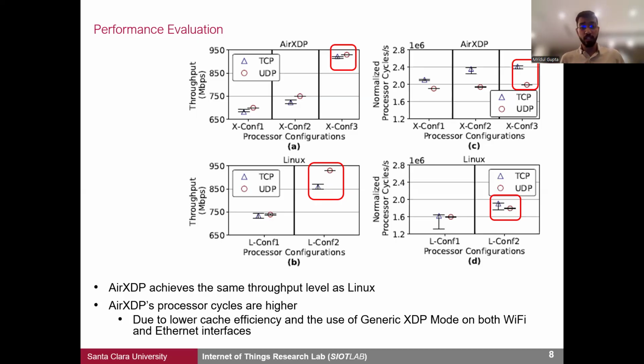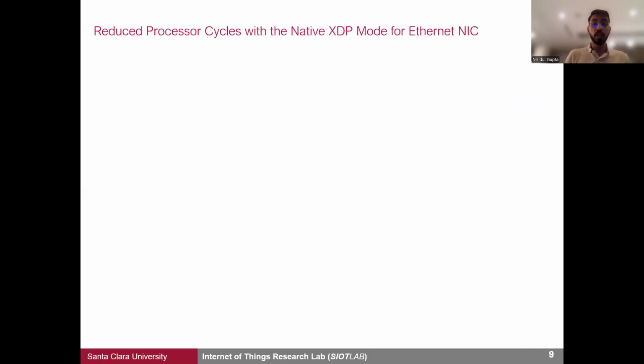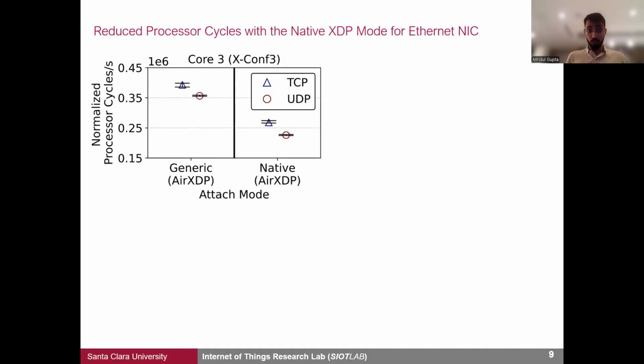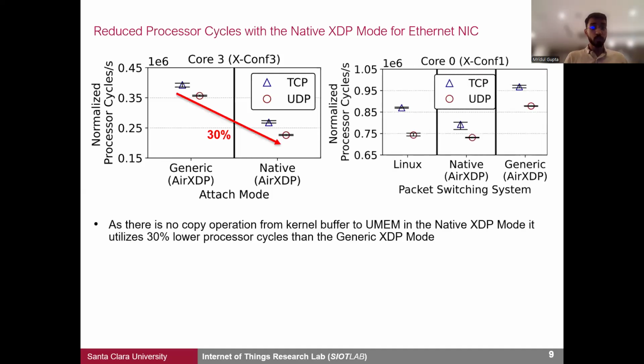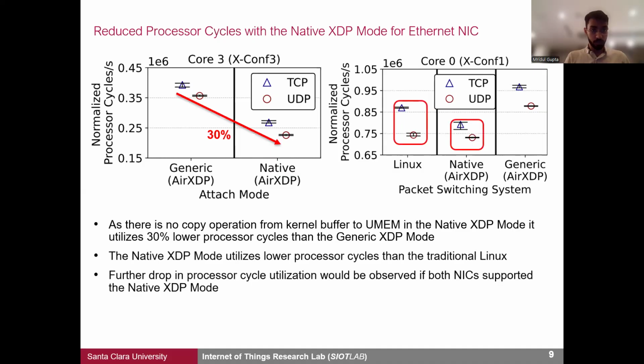To understand if we could achieve better processor cycles using the native XDP mode, we ran the same experiments on the Xeon X64 server. We observed first that the native XDP mode consumes 30% lower processor cycles compared to the generic XDP mode. Comparing this to the Linux kernel also showed us that the native XDP mode consumes lower processor cycles compared to the Linux kernel. It should be noted that if both NICs supported the native XDP mode, we probably would have seen lower processor cycles than what's shown here.